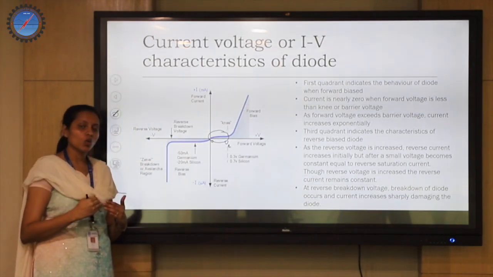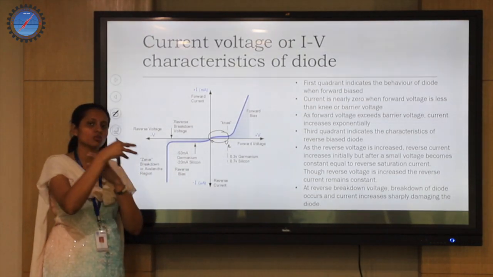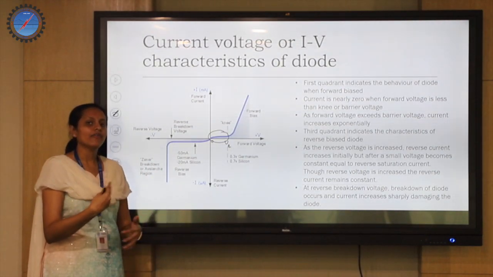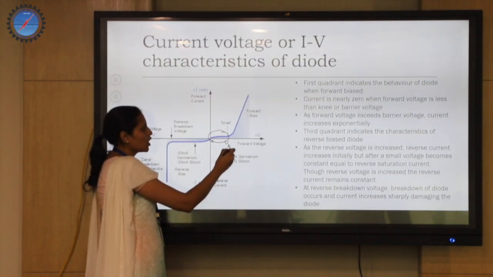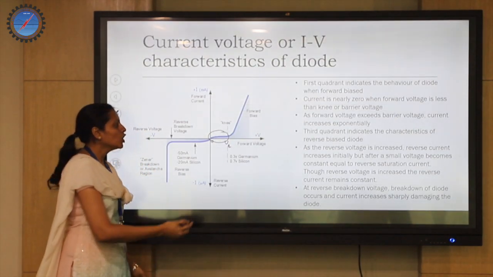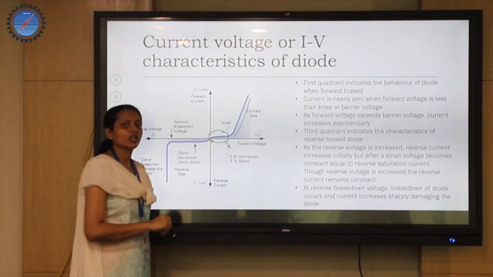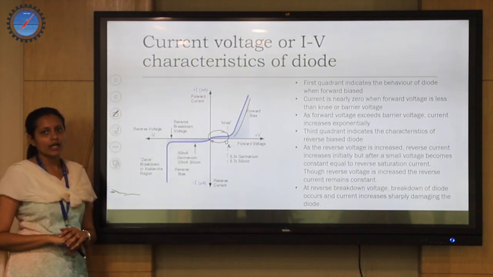Once the applied voltage exceeds the barrier voltage, then only you have charge carriers moving across the junction and there will be a current flow, right? Once you exceed the barrier potential, or we also call it the knee voltage here, you can see that the current increases exponentially. This is how a forward bias diode behaves.